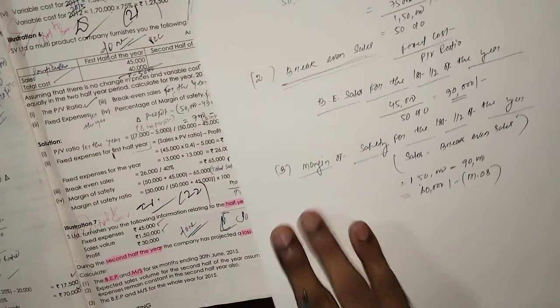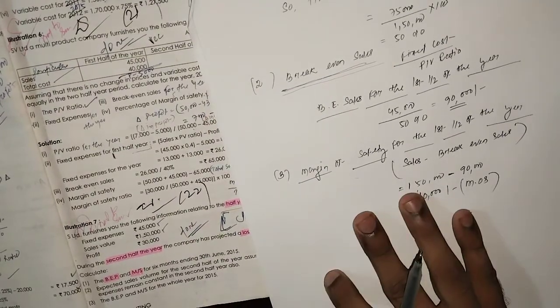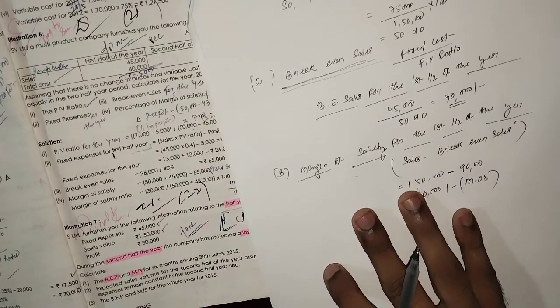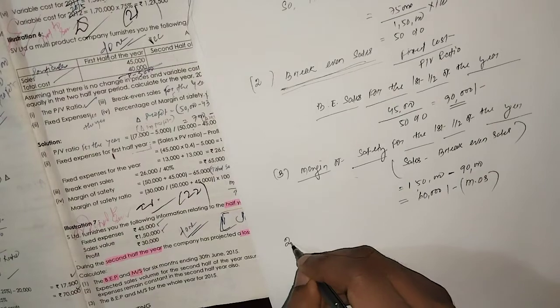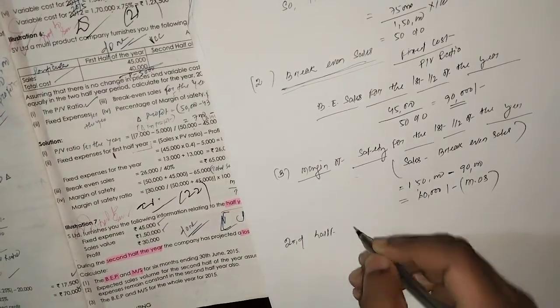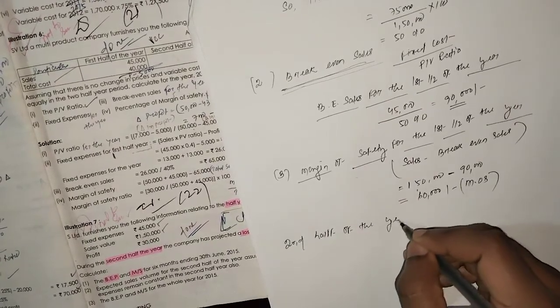Now we have to calculate the second half of the year. We have solved the first half of the year: the break-even point, margin of safety and also the profit volume ratio. Now we come to the second half of the year.